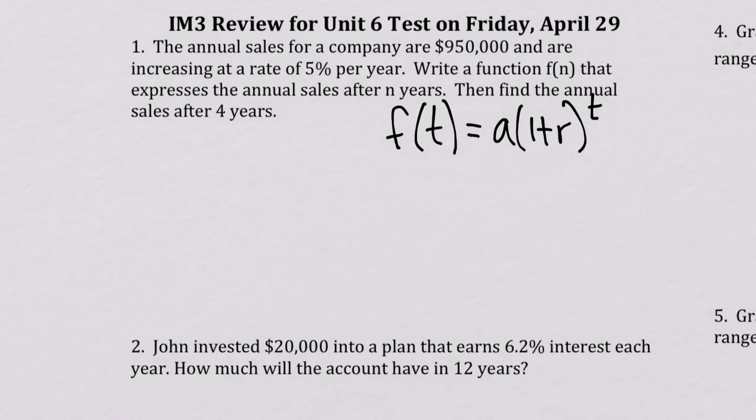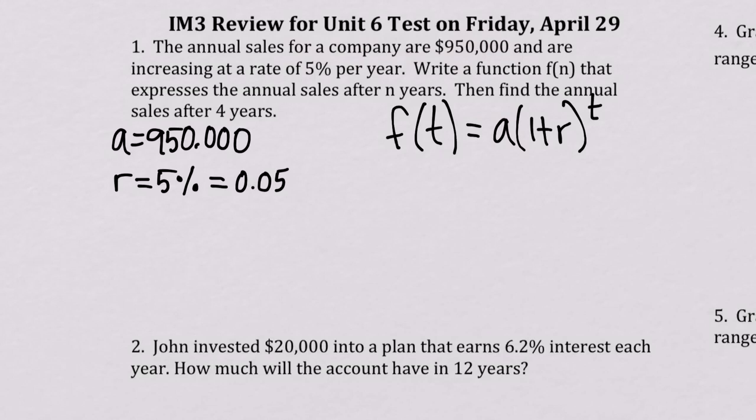So then let's go ahead and plug in some numbers. Let's read the problem. It says the annual sales for a company are 950,000. That's this number, right? A or P as it was in the other formula, which is the initial amount. So A is $950,000. Also, it says that it's increasing at a rate of 5% per year. That's R. R is 5%. But we never leave it as a percent. We turn it into a decimal, which is 0.05, 5 hundredths.